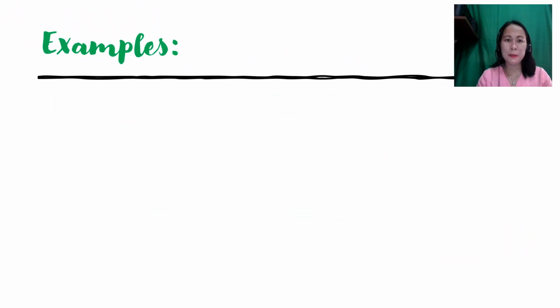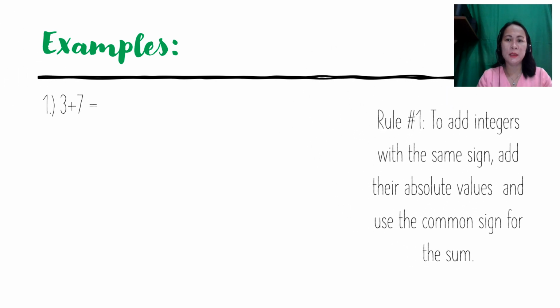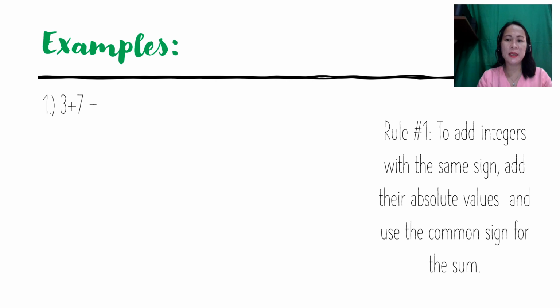Let's have examples. Examples number 1 to 5 are integers with the same sign. Remember rule number 1. To add integers with the same sign, add their absolute values and use the common sign for the sum. So for example number 1, we have 3 plus 7. So the answer is 10. Then use the common sign, which is positive.